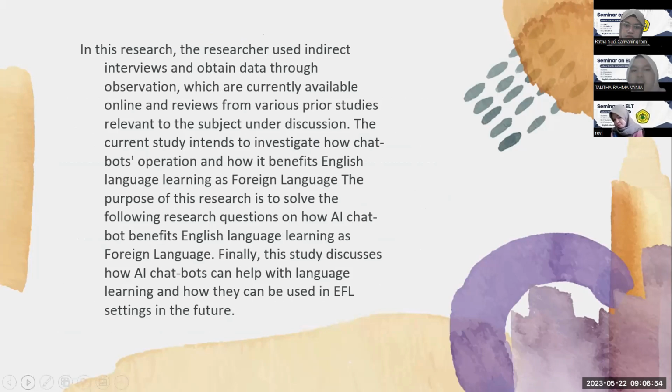In this research, the researcher used indirect interviews and obtained data through observation, which are currently available online, and reviews from various studies relevant to the subject under discussion. The current study intends to investigate how chatbots operate and how they benefit English language learning as a foreign language. The purpose of this research is to answer the research question on how AI chatbots benefit English language learning as a foreign language. Finally, this study discusses how AI chatbots can help with language learning and how they can be used in the field in the future.